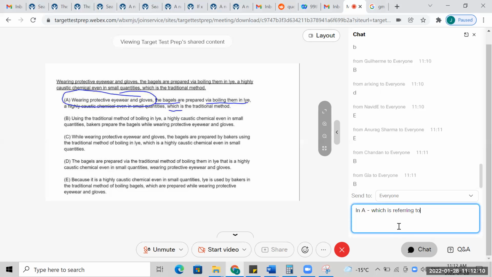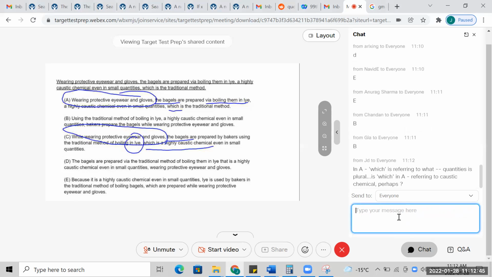Let's move down to C. While preparing our protective eyewear and gloves, no one picked C. I wonder why, because we have this opening modifier, the bagels. Once again, word placement saved us from this question. But just by noticing where this is placed, and once again, it's wearing protective eyewear. So this is the thing they have jumping around in this question. The bagels are prepared by bakers using the traditional method of boiling in lye. So everything else here, now we have which is a highly caustic chemical right by lye. So we don't have this issue anymore. But once again, we see that this is misplaced. Okay, fine. Next, D, let's go.